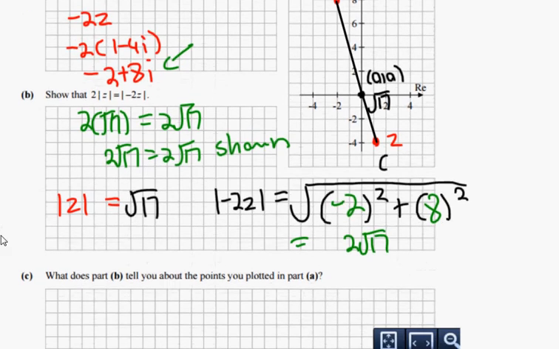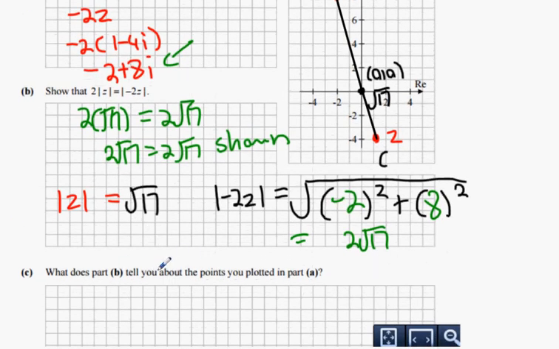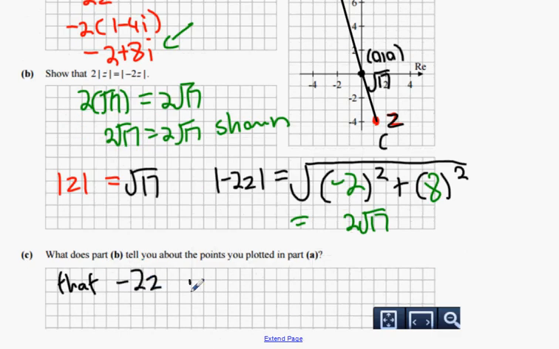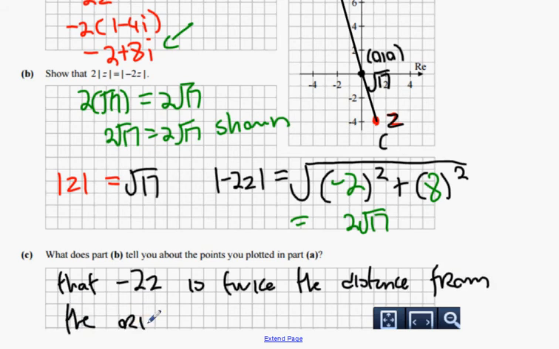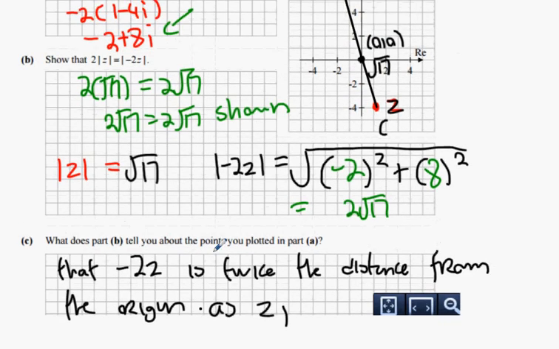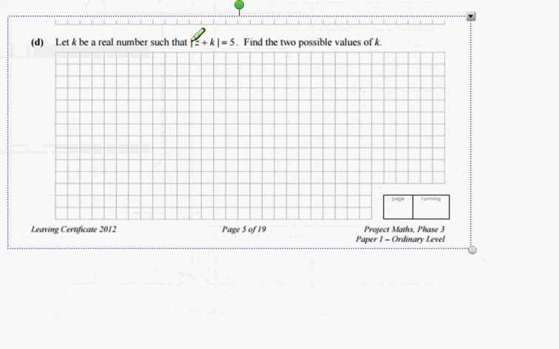Okay. What does part B tell you about the points you plotted in A? We plotted Z and we plotted minus 2Z. What this tells us is that minus 2Z is twice the distance from the origin. What do I mean by the word origin? 0, 0. Twice the distance from the origin as Z. Okay, one of them is twice the distance of the other one. Okay. Anybody in the class tell me how to go about doing this one?